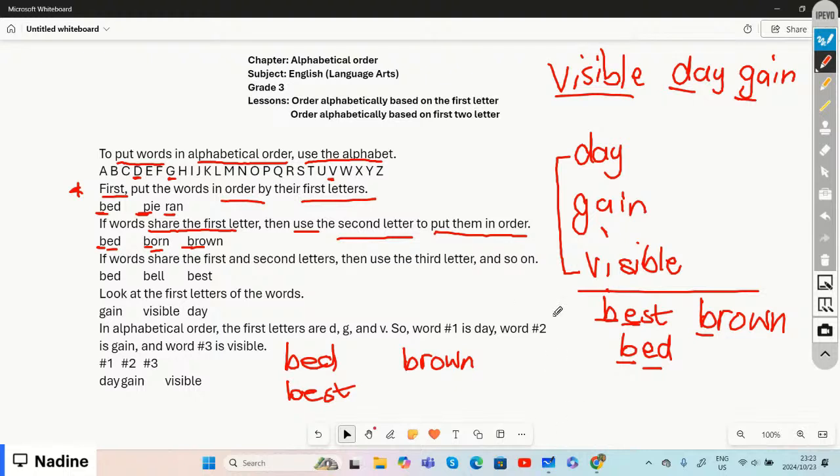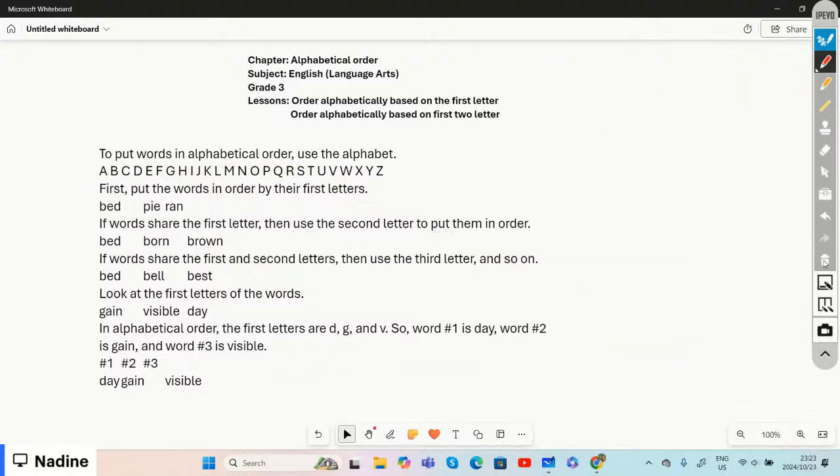All right. So now we're going to aplusstudents.ca, and we're going to order alphabetically based on the first letter as well as based on the first two letters.